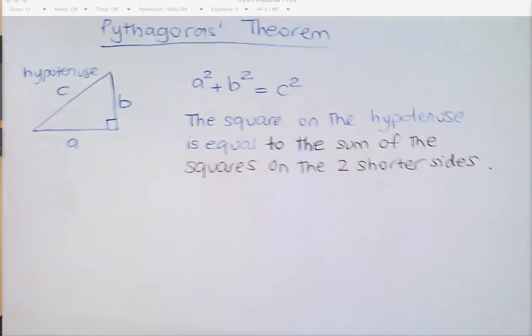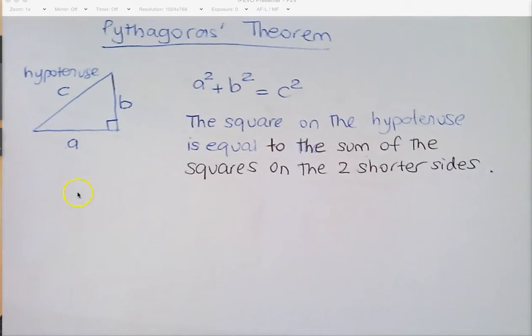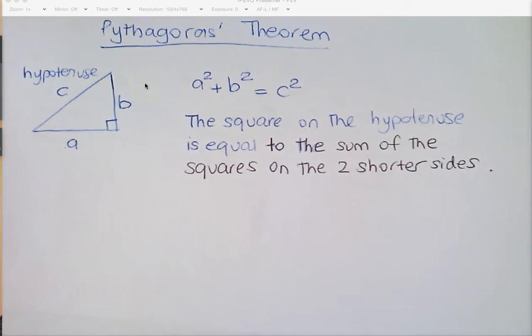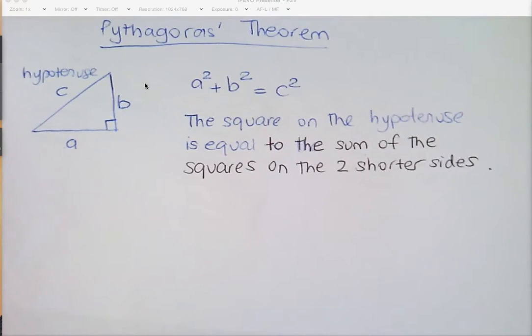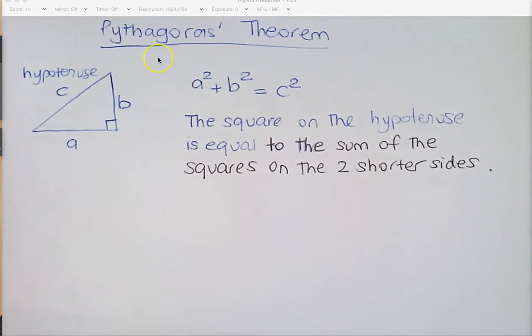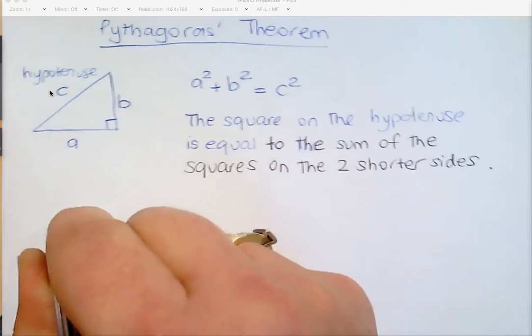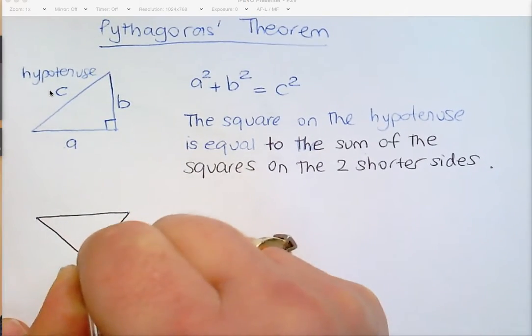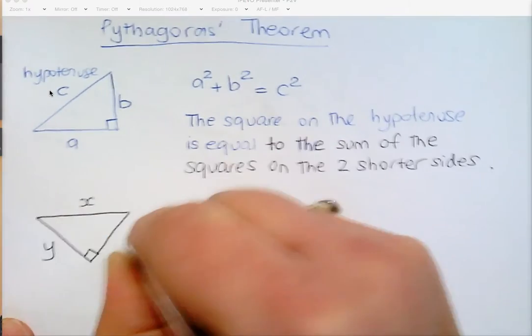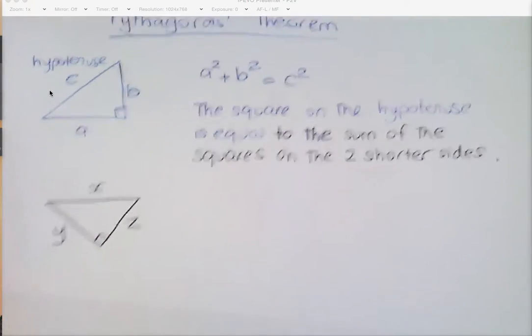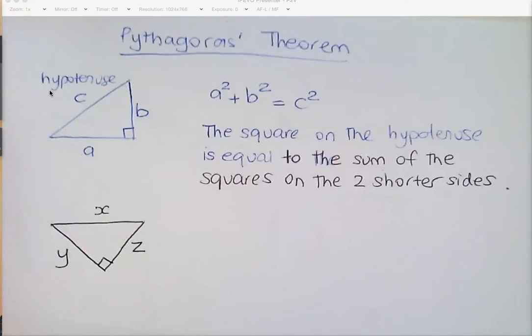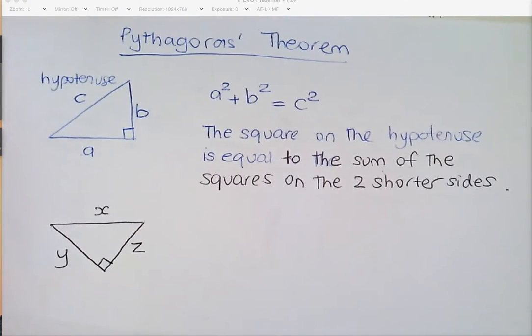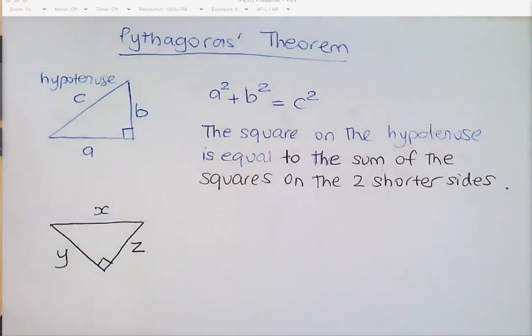Now girls, doesn't it make sense that the two smaller sides squared add up to the bigger side? You can't have a big number and a small number equal to a small number. The two smaller sides squared add up to the larger side squared. Okay? So if I have a triangle that looks like this, and I call it X, Y, Z, we're going to write out Pythagoras' theorem. Girls, have you written that down? I'm going to pause the video so that you can write this down.